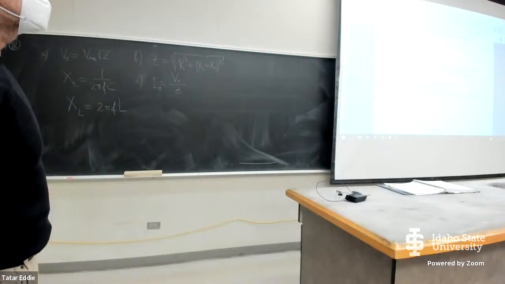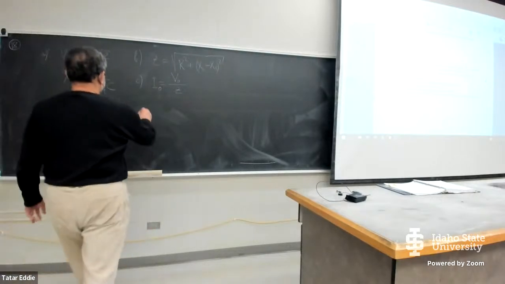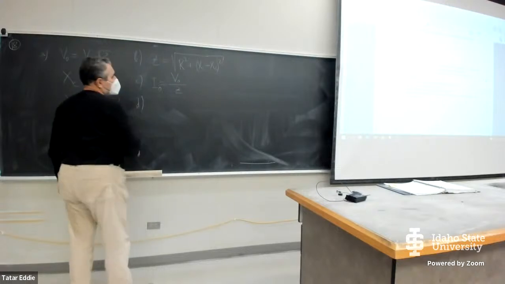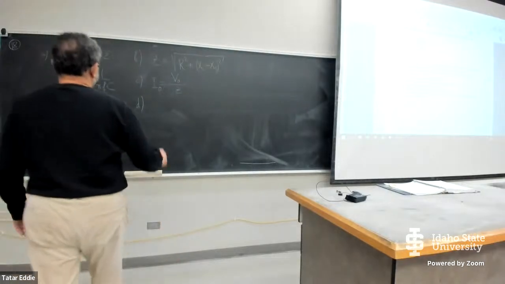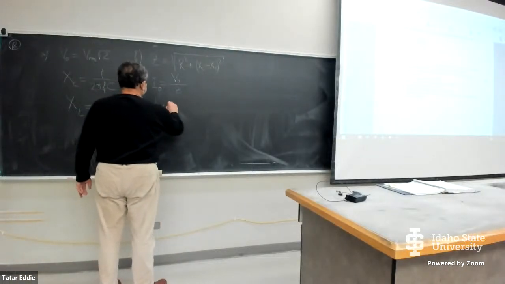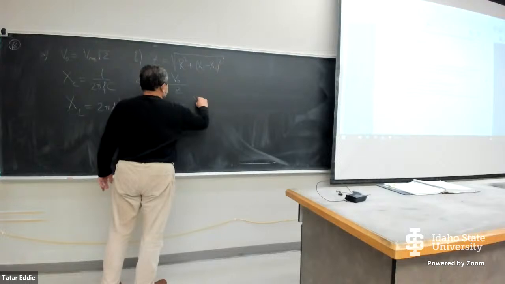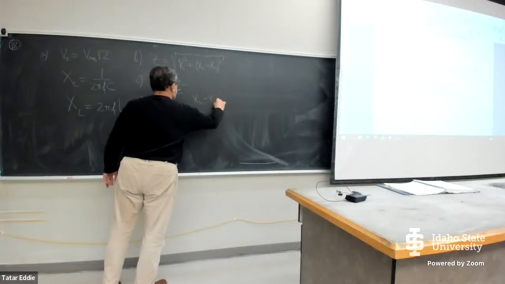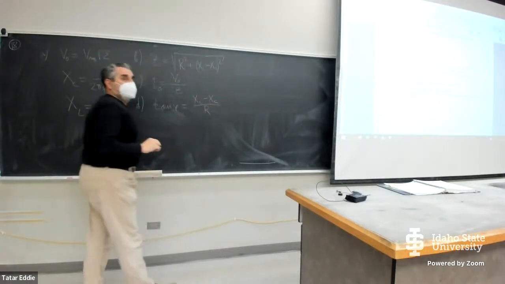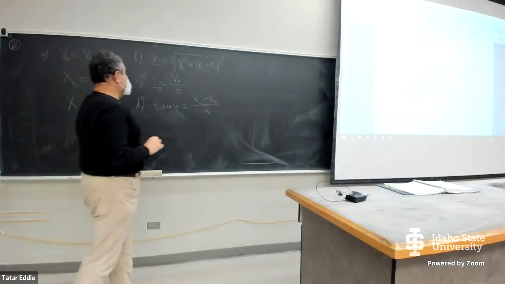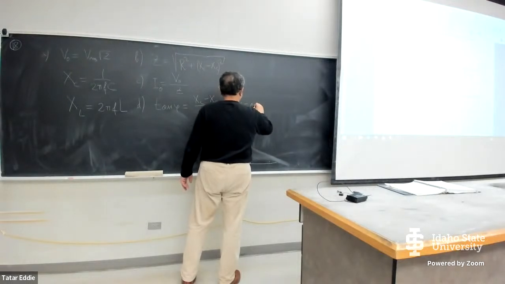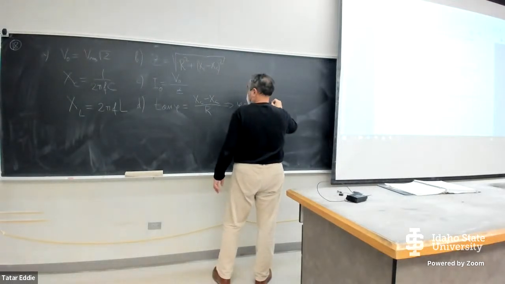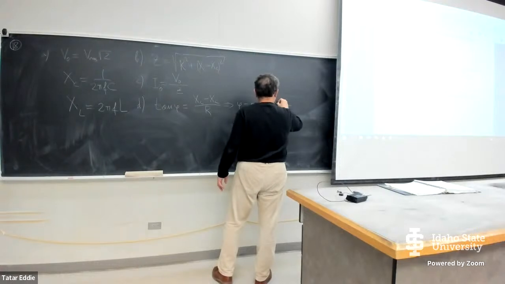What is the peak current? So part G. What is the phase angle? Well, the tangent of the phase angle is XL minus XC divided by R. Therefore, the phase angle itself is the inverse tangent of XL minus XC over R.